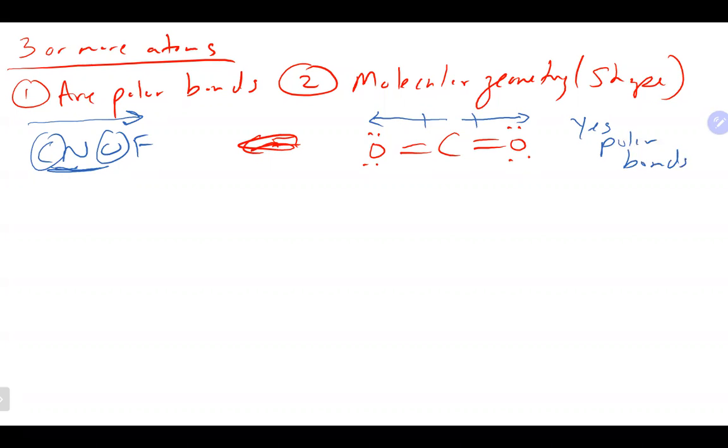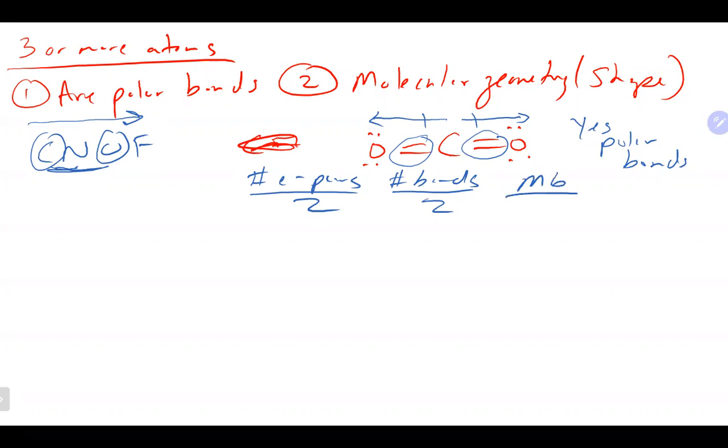The geometry of CO2 is, what is the molecular geometry here? How many electron pairs here? The number of electron pairs is 2. Each double bond counts as only 1 electron pair, right? Number of bonds is 2 as well. Each one counts as only 1. Something with 2 electron pairs and 2 bonds, the molecular geometry is linear. Yes, straight line, like we just talked about.